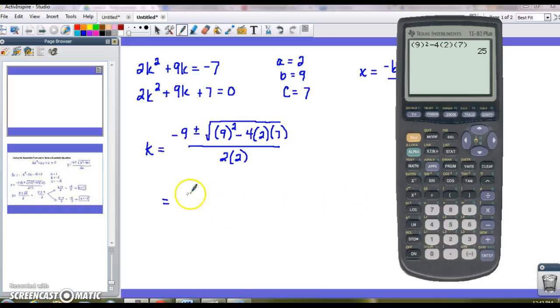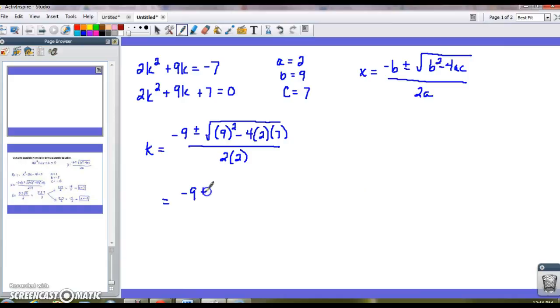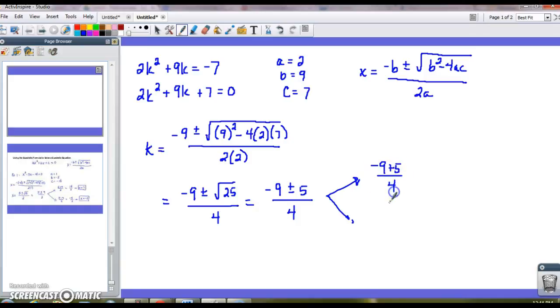So now I have negative 9 plus or minus the square root of 25 over 4. The square root of 25 is 5, so I'm going to replace that. So I have negative 9 plus or minus 5 over 4. So again, I have two solutions here. I have negative 9 plus 5 over 4, or I have negative 9 minus 5 over 4.